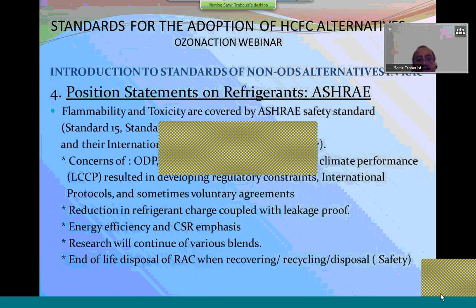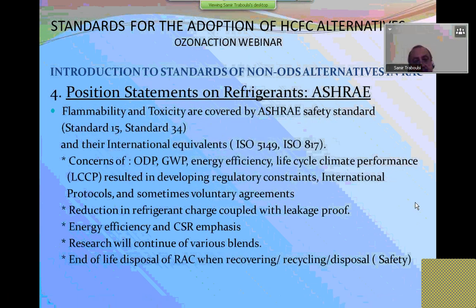One of them is standard 15, which is the safety standard for refrigeration systems, and one of them is 34, which is designation and safety classification of refrigerants. In addition, we are concerned with safety as well as energy efficiency and corporate social responsibility today. So the aim of doing a certain position statement is to let the stakeholders be aware of the importance of handling a viable refrigerant that will be accepted within a certain country. These standards are supposed to be similar to the international equivalents like ISO 5149 or ISO 817.